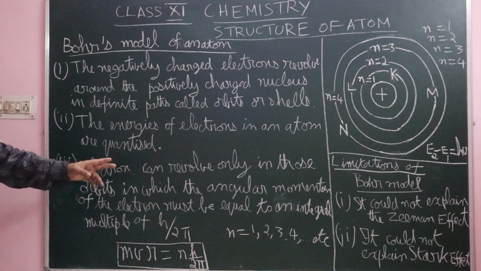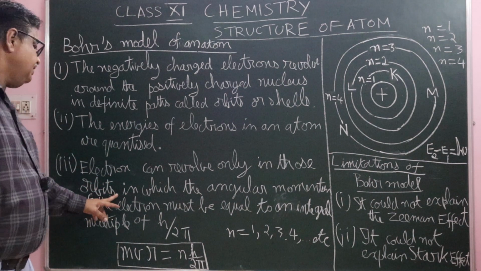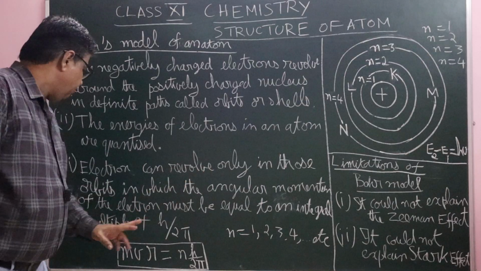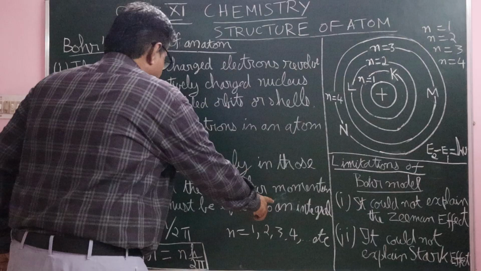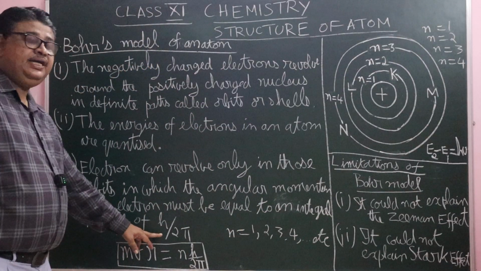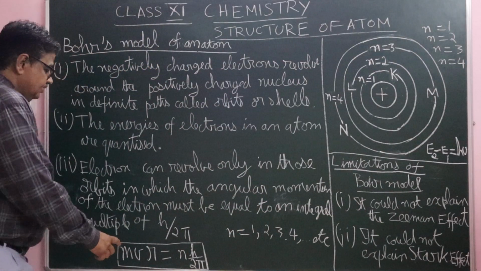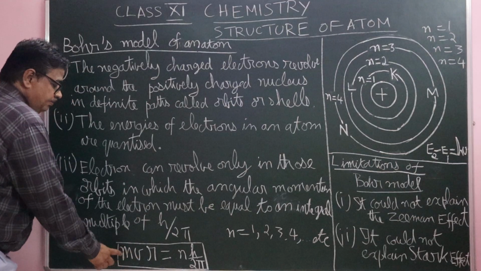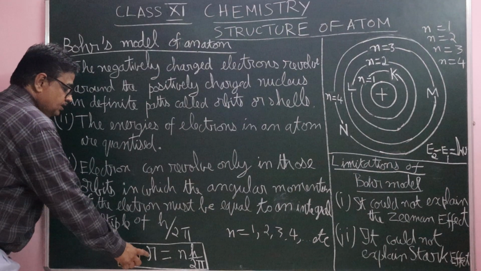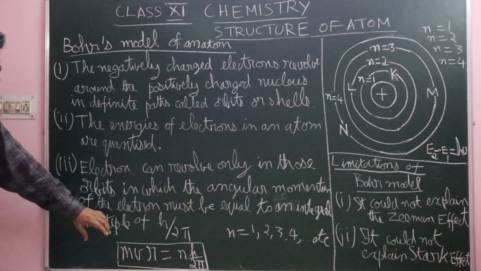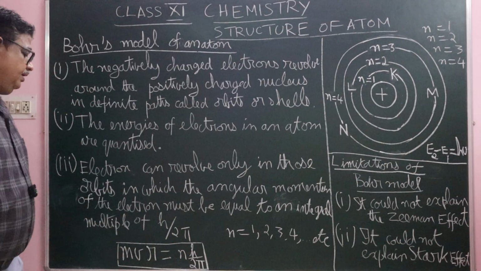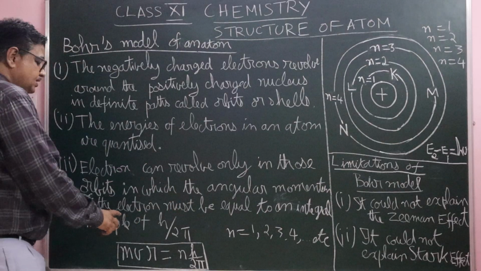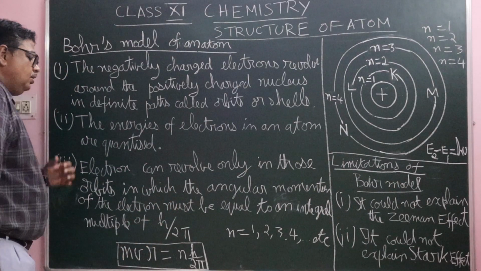Then the electron can revolve only in those orbits in which the angular momentum of the electron must be equal to an integral multiple of h by 2 pi. That is, this is the angular momentum, where m is the mass, v is the velocity, r is the radius of the electron. Therefore, angular momentum of the electron is equal to nh by 2 pi. Angular momentum is an integral multiple of h by 2 pi.